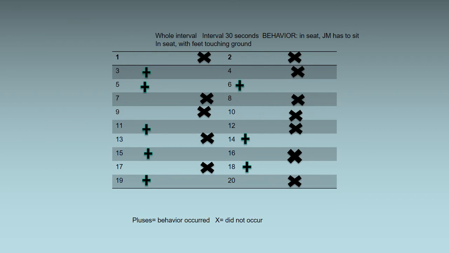So remember, for me to mark that plus, the behavior would have had to have occurred through the whole 30-second interval. So JM was in his seat for the whole 30 seconds in interval 3. And that's how it would look filled out. So as you can see on there, in interval 3, 5, 6, 11, 14, 15, 18, and 19, JM was in his seat for the entire 30-second interval.